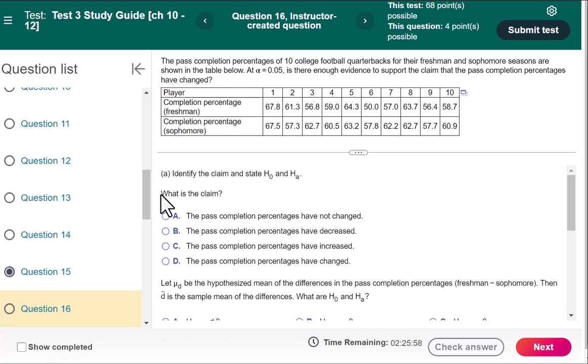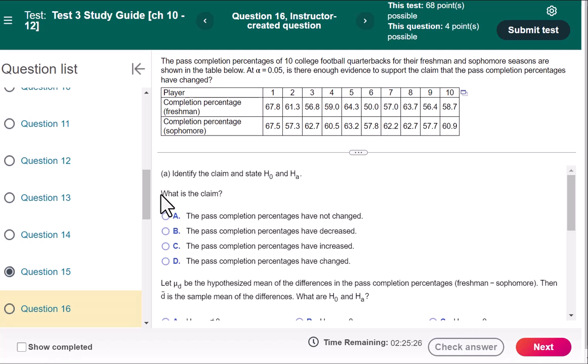These samples are called dependent samples or paired. You don't do a two sample t-test here because the samples are paired, they're dependent. What you do, you test the difference against 0. So he's asking us if the pass completion percentages have changed. So you want to check if they are different. That means the difference is different from 0. So when it comes to paired samples, you do it against 0.